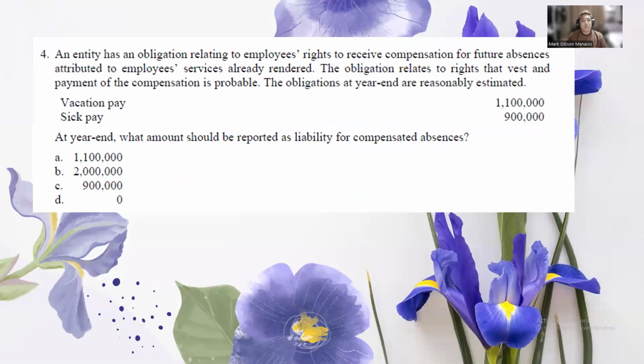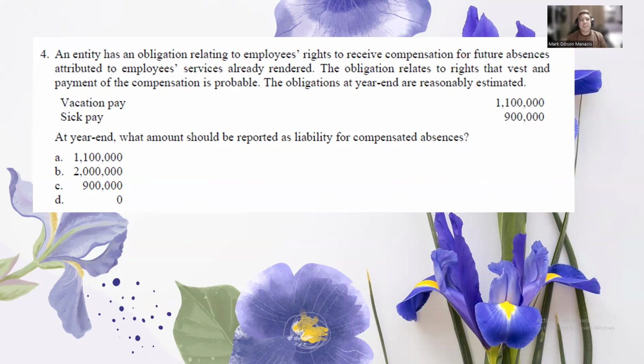Let's have another problem, no? So on vacation leave. At year-end, what amount should be reported as liability for compensated absences? No, an entity has an obligation relating to employees' rights to receive compensation for future absences attributed to employee services already rendered. The obligation relates to rights that vest and payment of the compensation is probable. The obligations at year-end are reasonably estimated.